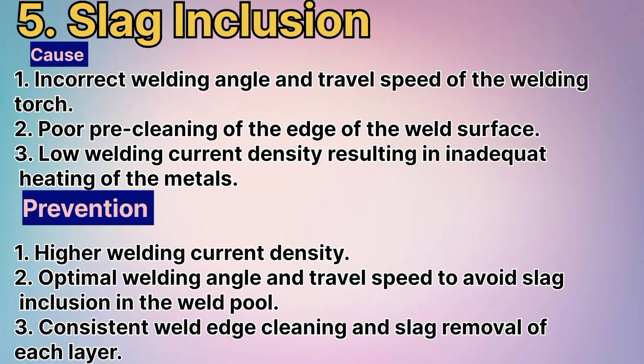Why does slag inclusion occur? First, incorrect welding angle and travel speed of the welding torch. Second is poor pre-cleaning of the edge of the weld surface. Last one is low welding current density, resulting in inadequate heating of the metals.